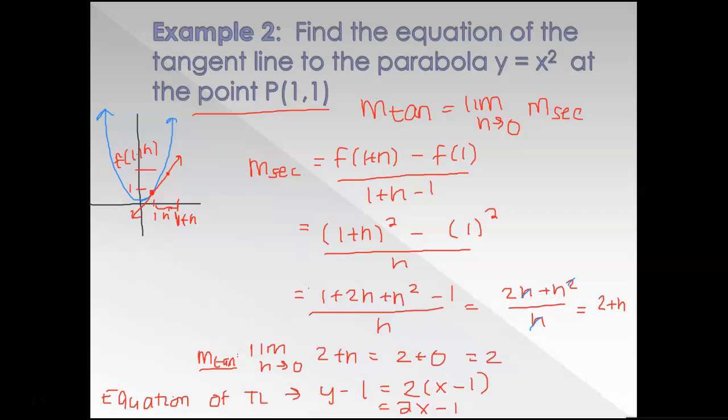Which again, if you look at this red line here, you should be able to see that it looks like it would have a y-intercept of -1 and a slope of 2 over 1.